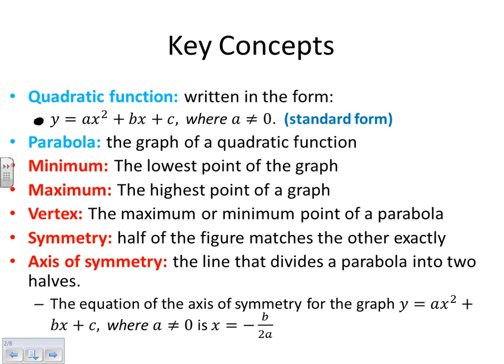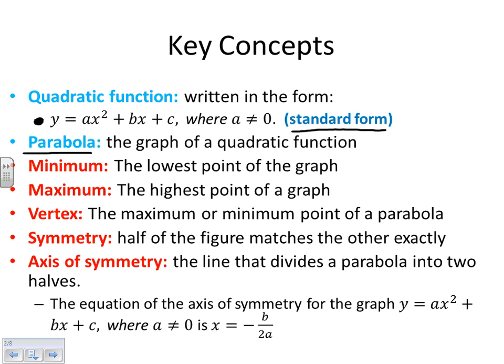And that's all that's saying is we just need something to be x squared, okay? And a can't be 0 because if a was 0, then we would cancel out our x squared. So we don't want that. That wouldn't be good. And this is known as our standard form. Okay, and then we've got parabola, and that is the graph of a quadratic function.